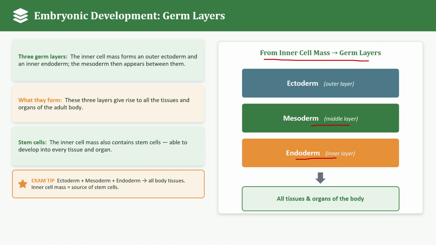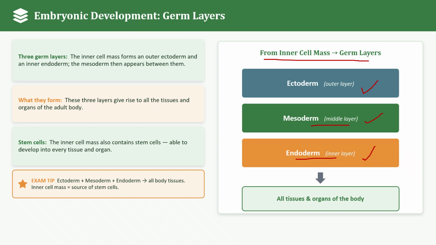Let's see the functions of each germ layer. First, let us take the ectoderm. Ectoderm forms the brain and spinal cord, nerves, skin, hair and nails. Mesoderm forms the muscles, bones, heart, blood vessels, kidneys and reproductive organs. Next is endoderm. Endoderm forms the digestive tract, liver, pancreas, lungs, thyroid and other glands.